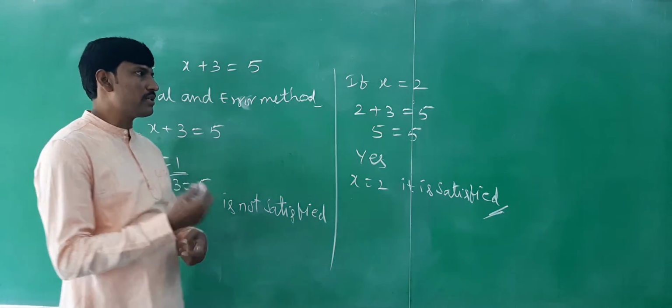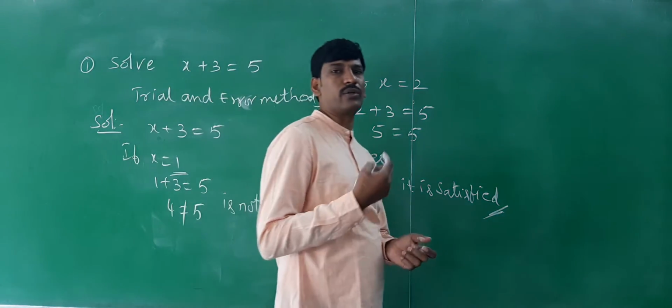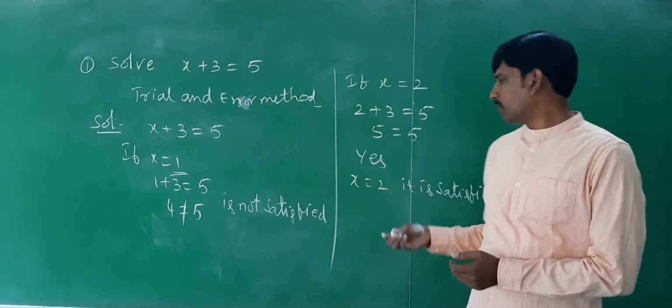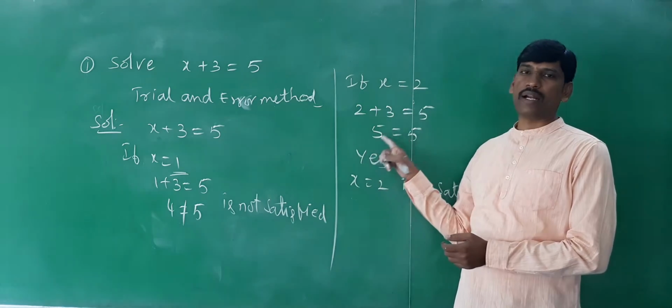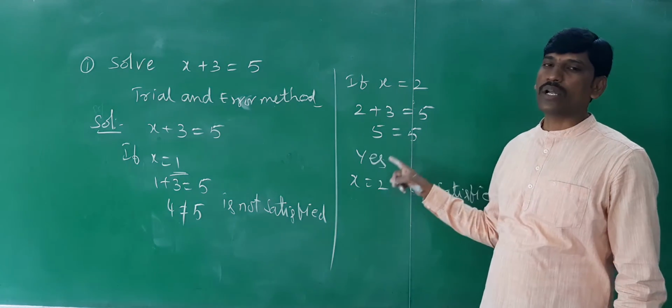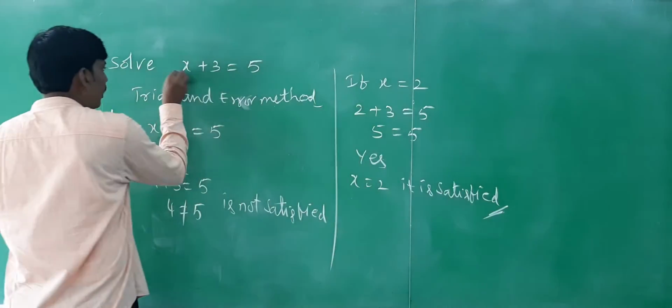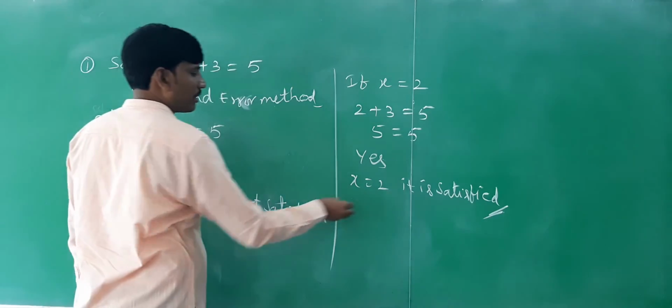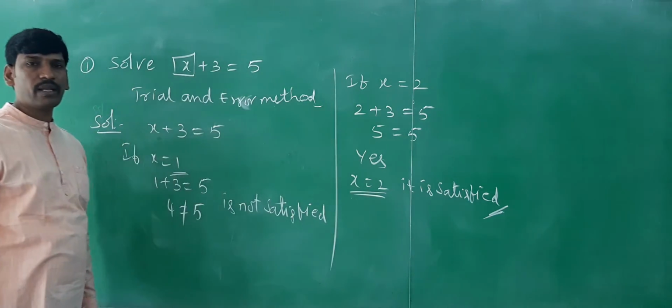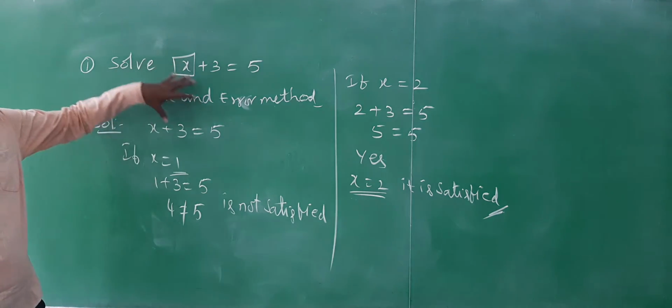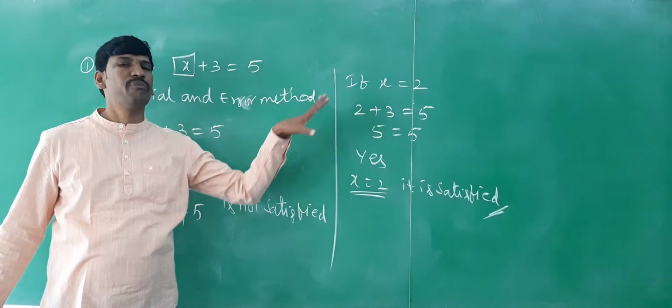So if you keep on substituting x equal to 1, x equal to 2, x equal to 3, wherever you get both equal, that is, left hand side and right hand side must be equal, then only we can say it is satisfied. So in this case, we got the value of x. Variable x is nothing but 2 here. Is it clear, children?